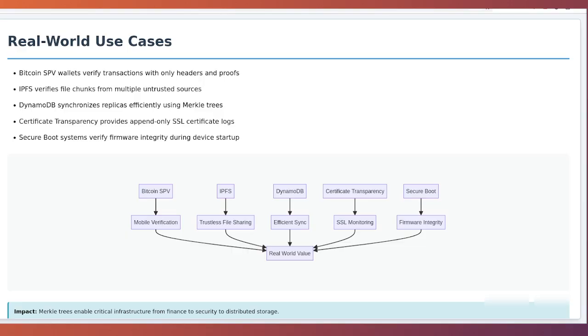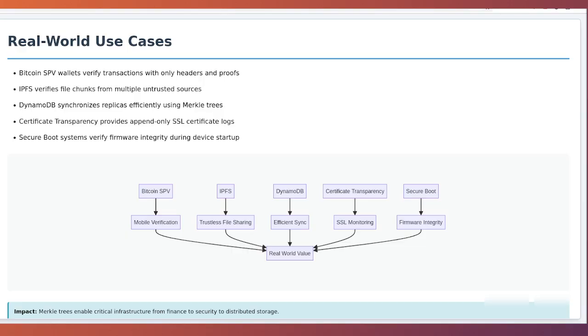In certificate transparency logs, which monitor all secure sockets layer certificates issued by certificate authorities, Merkle trees provide append-only guarantees. Certificate authorities must submit certificates to public logs. Anyone can verify a certificate was logged by requesting a Merkle proof. The append-only property, enforced by Merkle trees, prevents authorities from later removing evidence of misissued certificates.